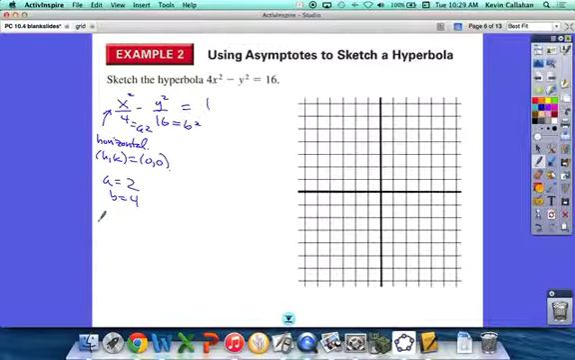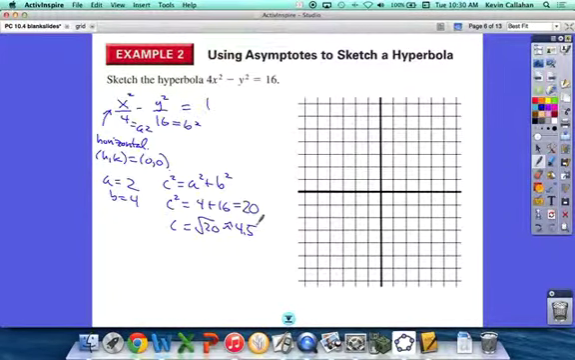So let's see. Well, let's do the C before we get started. Okay. So it'll be C squared equals A squared plus B squared. So C squared equals 4 plus 16 equals 20. So C is the square root of 20, which is what? 4.4 or something like that? 4.4-ish? 4.5? Okay, let's say 4.5.